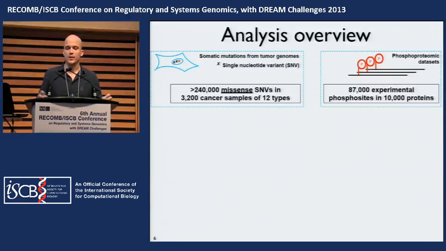Essentially, we integrated two types of high throughput data. On the one hand, we collected a large number of phosphosites from phosphoproteomic experiments. That's nearly 90,000 sites in 10,000 human proteins, all experimentally determined by large-scale screens. On the other hand, we took advantage of the large data set of somatic mutations provided by the TCGA project, which is nearly 250,000 missense mutations in many cancer samples, several cancer types, and so on.